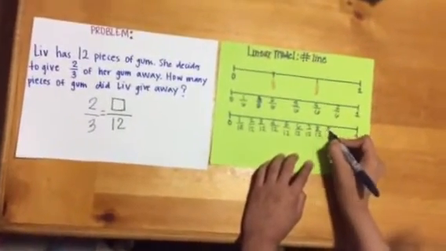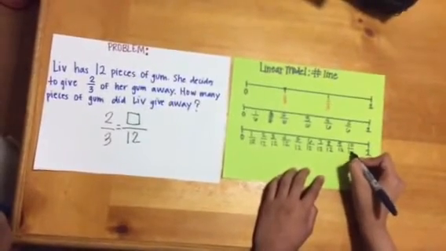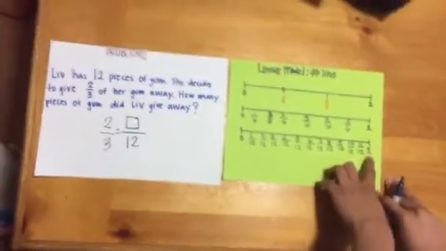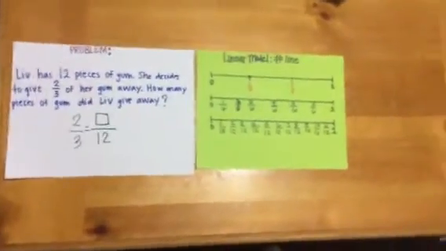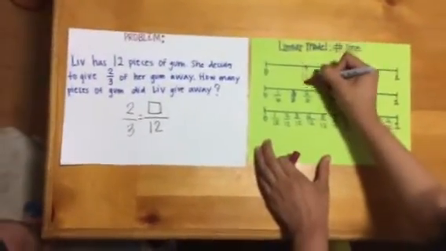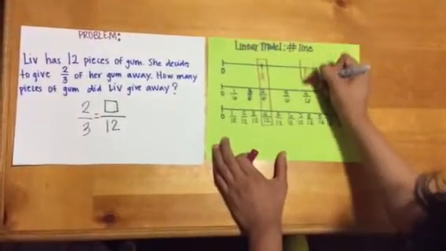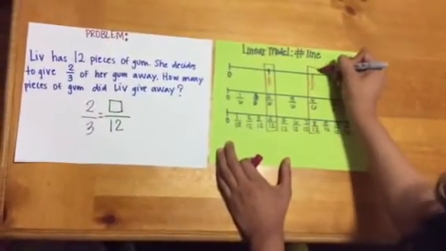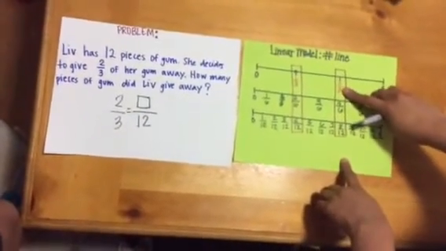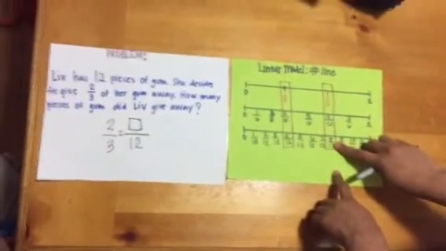9 twelfths, 10 twelfths, 11 twelfths, and 12 twelfths equal one whole. Now when we take a look at our number line, we know that these 3 are equivalent to each other. These 3 are equivalent to each other. Meaning 2/3 is equivalent or the same as 4/6. 4/6 is equivalent to 8/12.